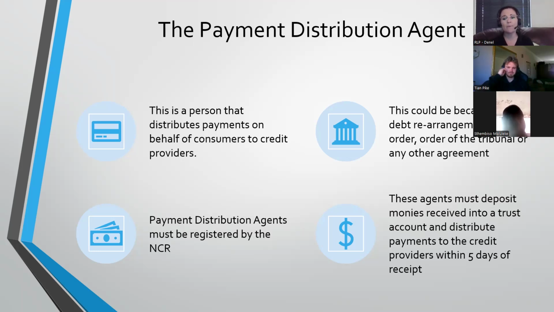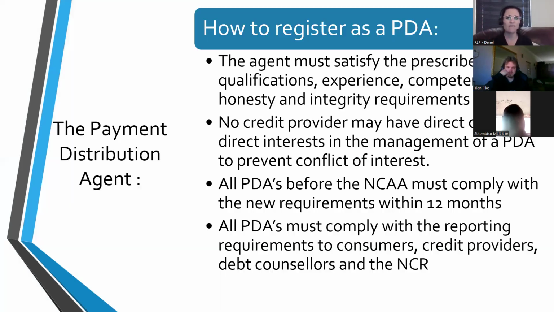Okay, so what happens, the payment distribution agent must deposit money received into a separate trust account, and then they have to distribute the payment to the relevant credit providers according to the plan that they got from the debt counselor, and they only have 5 days from the day that they receive the money from the consumer to distribute the money to the relevant credit provider. That's it. They don't have a lot of rules about a PDA.